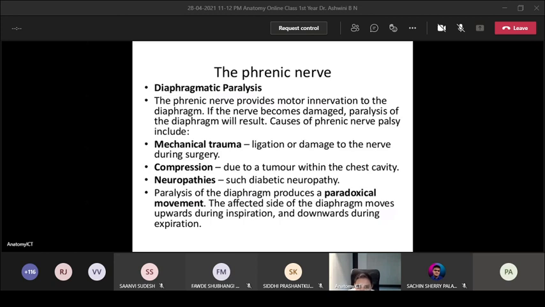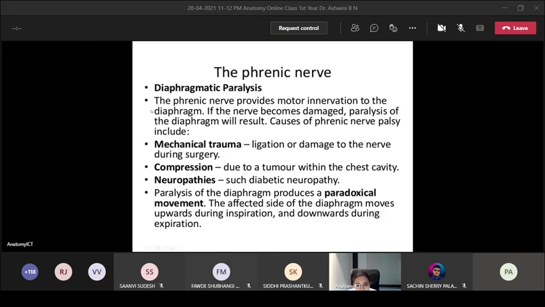Once you study the structure of the diaphragm, you will understand what the domes and the crus are. The diaphragm has two domes, right and left. That's the muscular part, and the central part is tendinous, which is the central tendon. So it has a right crus and a left crus.